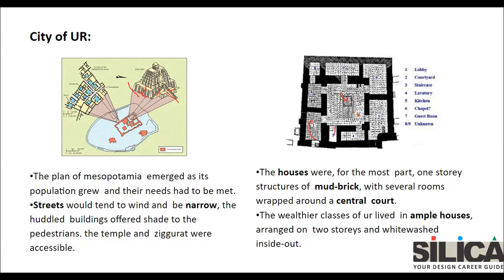Fifth one is a kitchen. Then the sixth one is a chapel. Seventh one is a guest room. So these are the different parts of a residential house in Mesopotamian civilization.